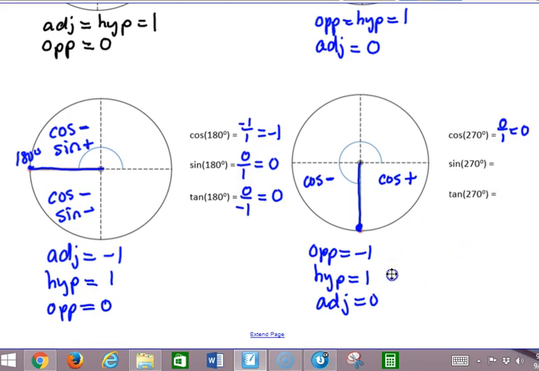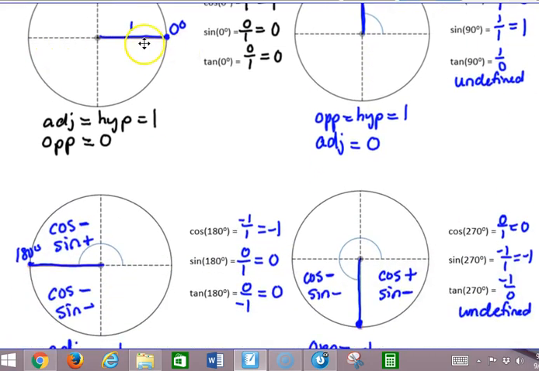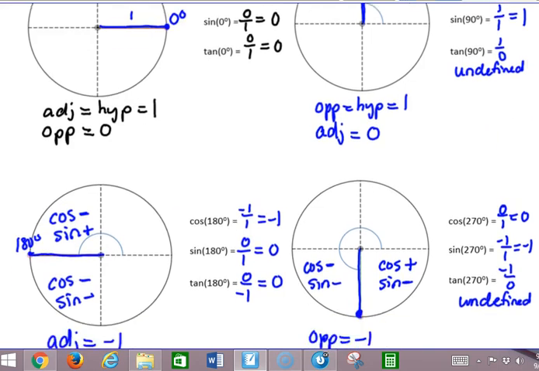Sine of 270 is negative 1 over 1, which is negative 1. And since sine is negative in both of these quadrants, that makes perfect sense that sine would have to be negative still right here. Tangent of 270 is opposite over adjacent, negative 1 over 0, which is undefined. So when we're dealing with a vertical line, tangent is undefined. When we're dealing with a horizontal line, tangent is 0.